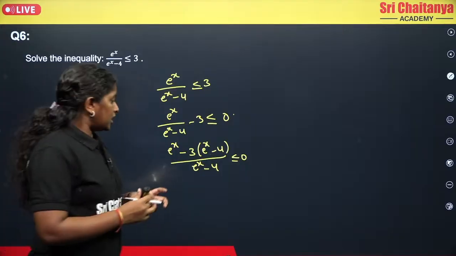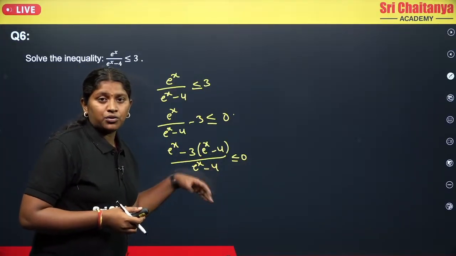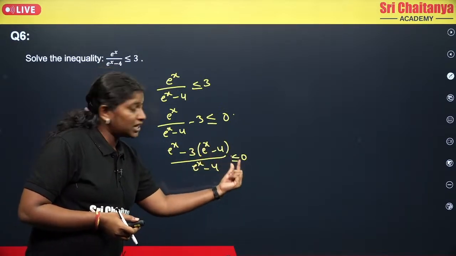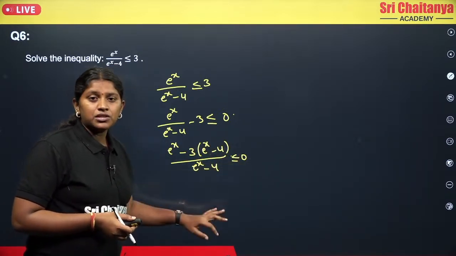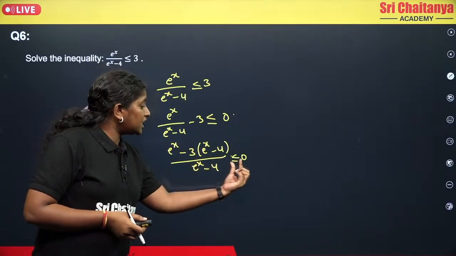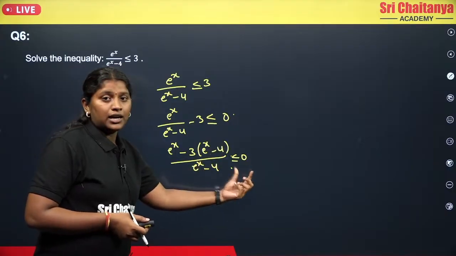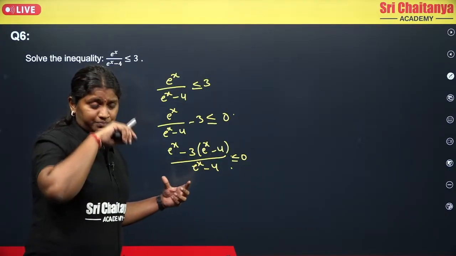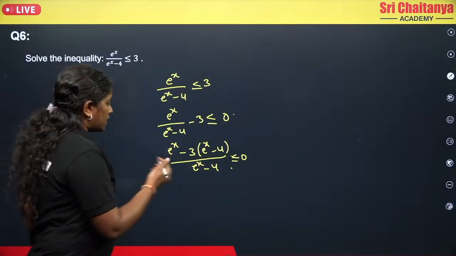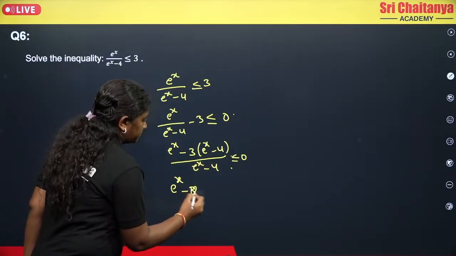See, clearly you can't take your denominator to the other side, and you can't make your denominator equals to 0. Why? Because here you are having the inequality condition. If it was equals to 0, then you will be having only the numerator. But here it is an inequality condition, so you can't take this to the other side in order to make it as one single term. Okay, now coming to here, it will become e to the power x minus 3.